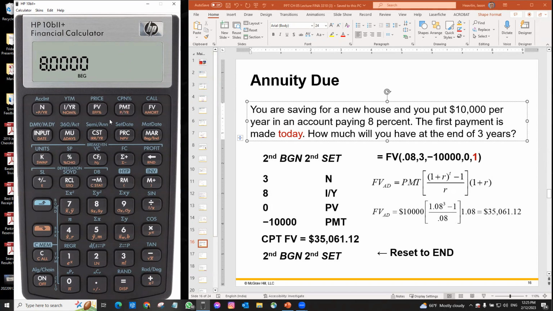We leave the present value alone. This is just a strictly annuity exercise. And then when we calculate for future value, we get $35,061.12. Notice the formula will also give you the same thing if you choose to do it manually instead of the financial calculator. I suggest the calculator.